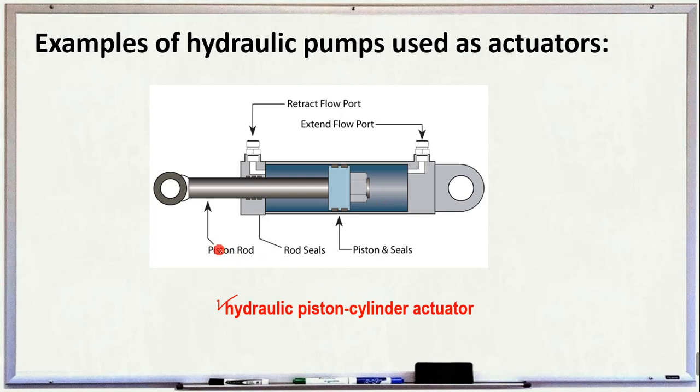This is the common hydraulic actuation system nga gigamit. So we have here this kind of typical diagram of our hydraulic piston cylinder actuator. We have the piston rod, the rod seals, the piston and seals, then we have the retract flow and the extended flow port. Again, kailangan ang pag-design ani is silyado to prevent hazard from oil leaks.